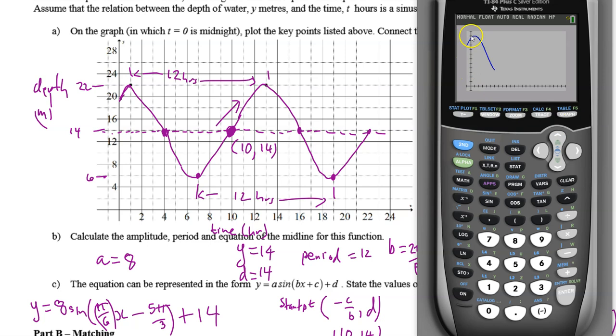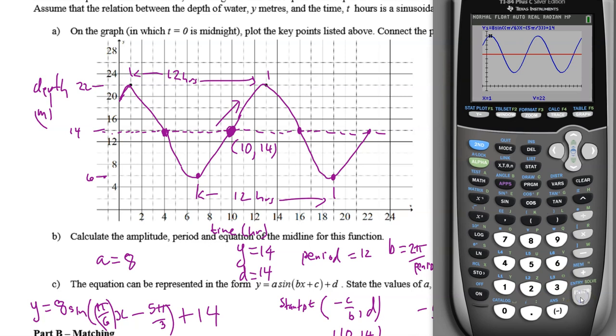So there's 1. That should be 22. And we can see we've got a minimum here at about 7. So there's our midline. I always like to draw the midline in. Does it look like it's in the middle? It does, so that's pretty good. Here's a minimum. If I go second calc and put in a value of 1, then we know that we should get a height of 22. And we do.